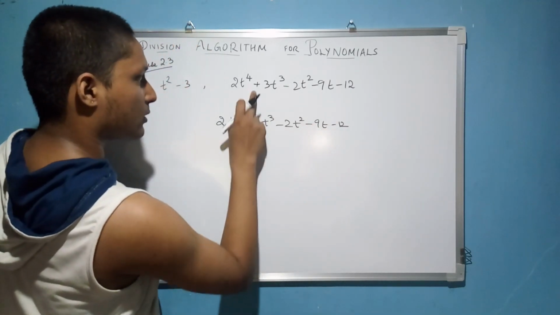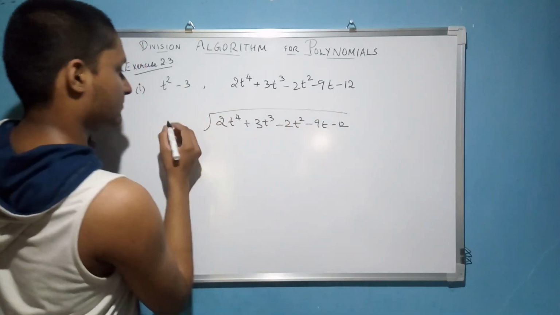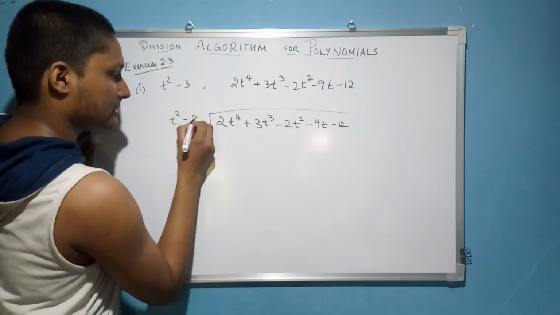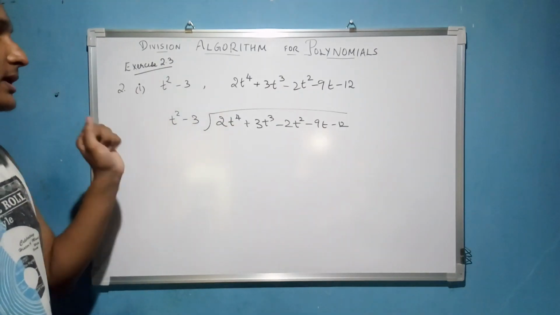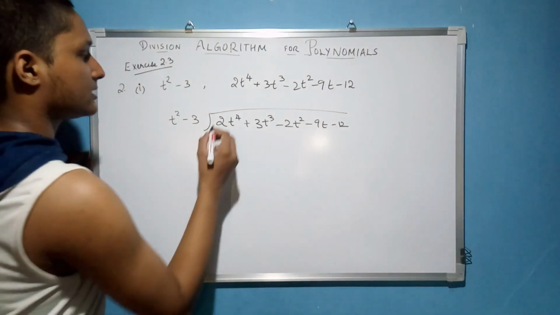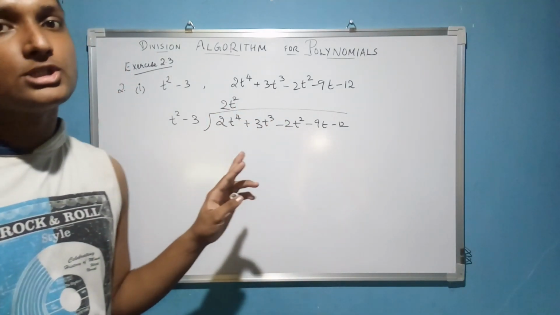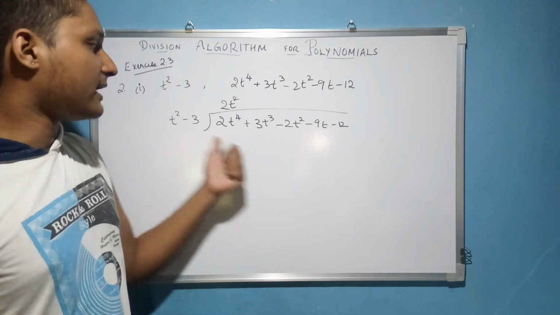I need to check whether it is proper. Otherwise, my answer will go wrong. Okay. This is t square minus 3. The first term that should be coming here is 2t raised to 4 divided by t square. That is 2t square. Here the question is, you need to find out whether this is a factor of this.